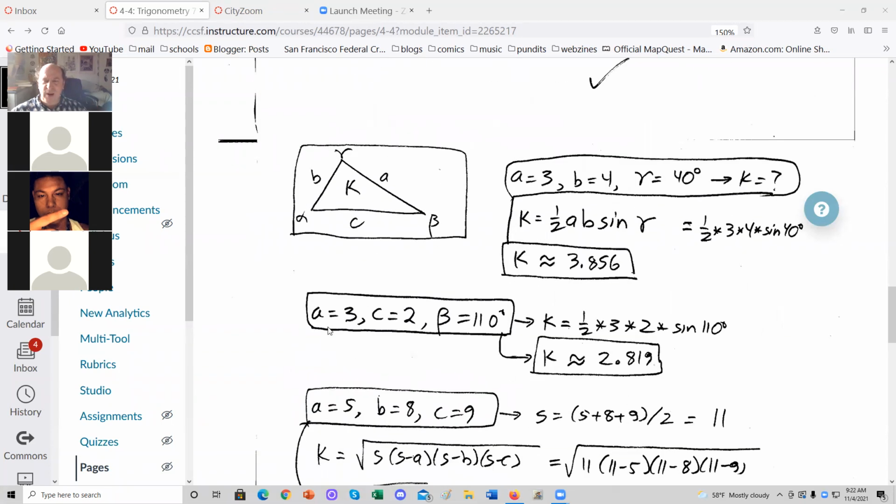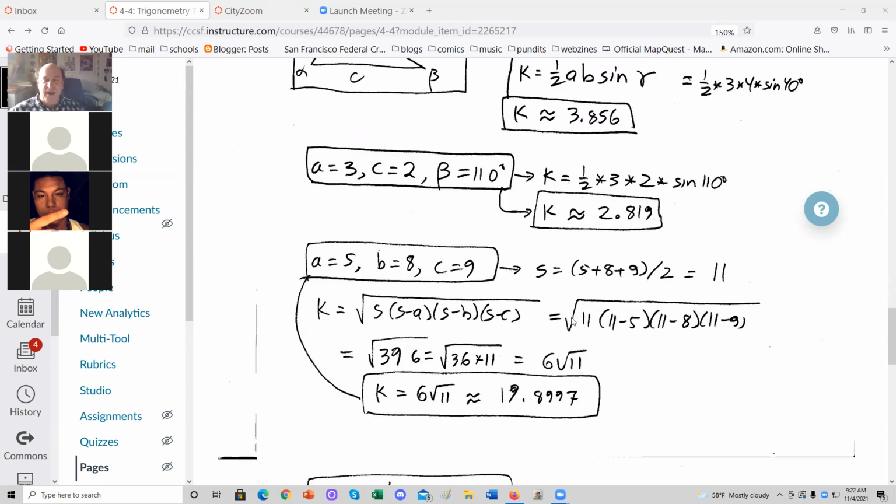a equals 3, c equals 2, beta equals 110 degrees. Likewise, K is a half times 3 times 2 times sine 110. And on the calculator, 2.819 approximately.